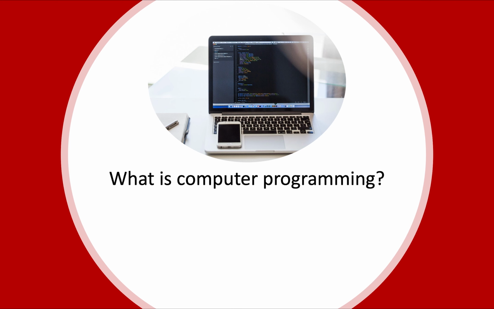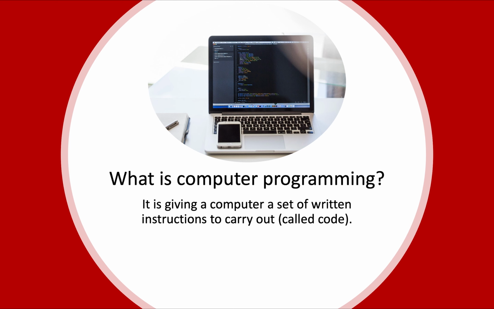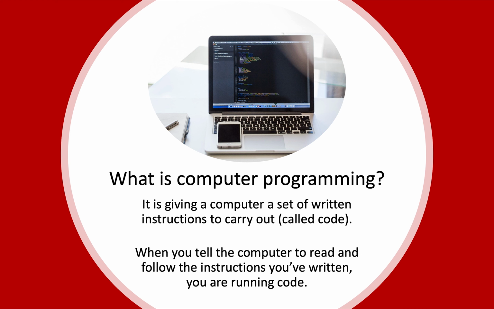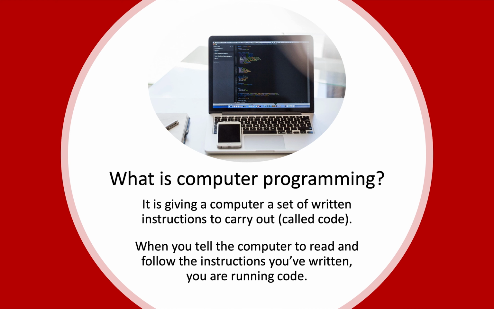Computer programming, or coding, is basically giving a computer a set of written instructions to carry out. These instructions, called code, are written using a programming language that the computer can understand. When you tell the computer to read and follow the instructions you've written, you are running code.